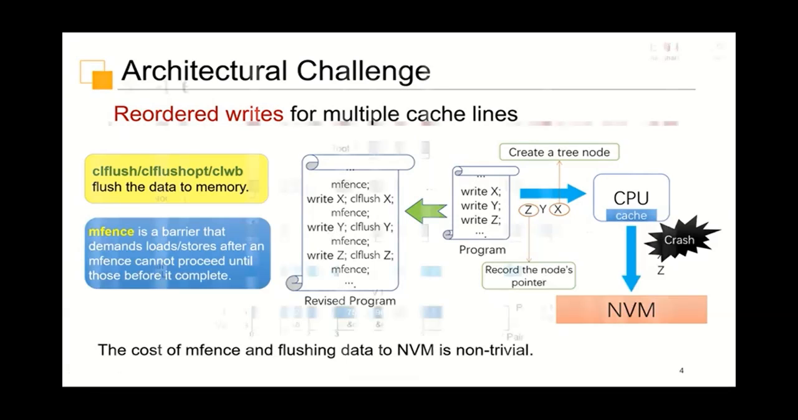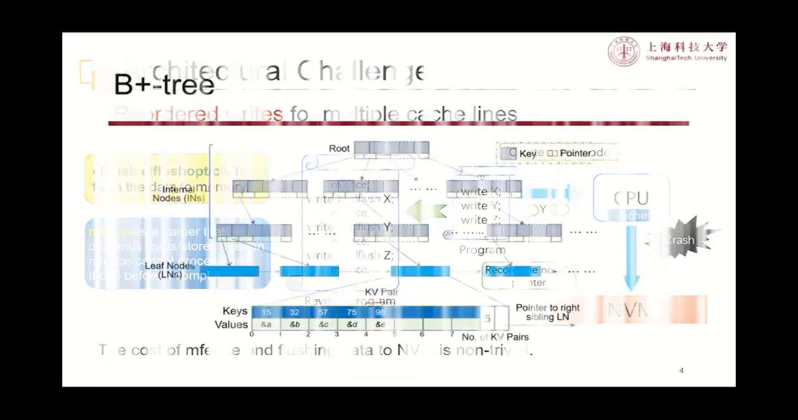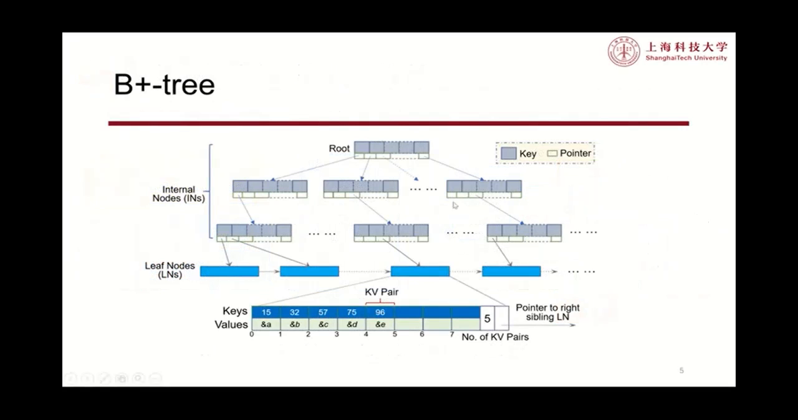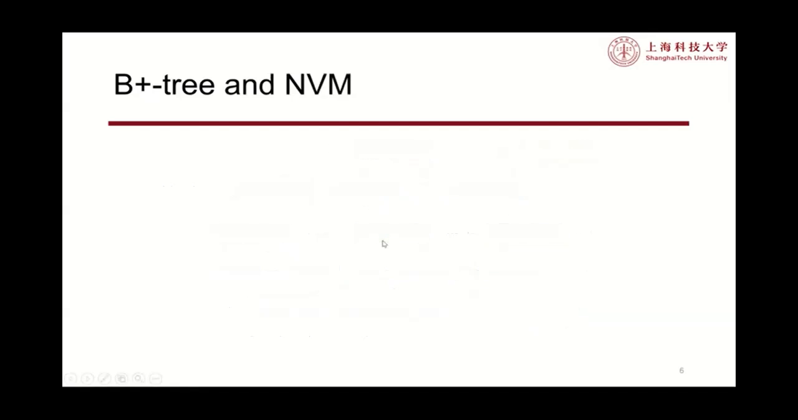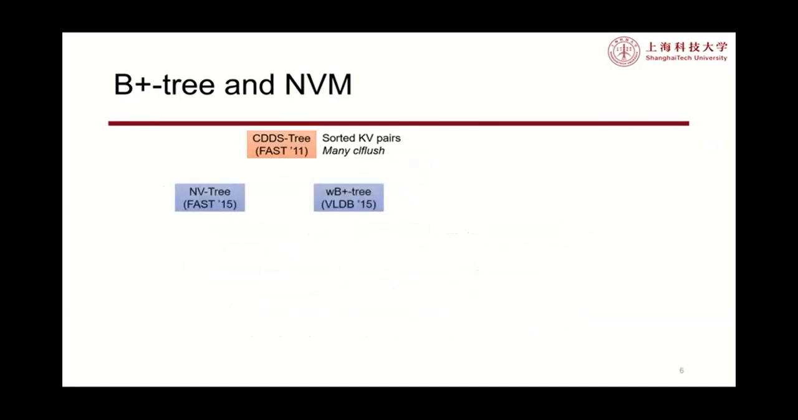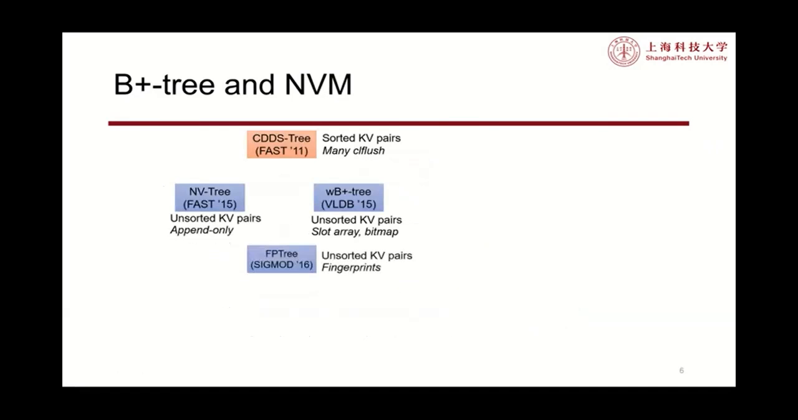As to the B plus tree, it is a classic indexing structure. We have the internal nodes and the leaf nodes. The keys in the internal nodes and the leaf nodes are all sorted, as you can see from this example. So this is the classic B plus tree. For the B plus tree on non-volatile memory, there are several state-of-the-art designs. For example, the CDDS tree, with sorted KV pairs in the nodes. We also have NV tree and WB plus tree, both with unsorted key value pairs. Later, we have FP tree. It also has unsorted key value pairs, but with fingerprints to accelerate searching.